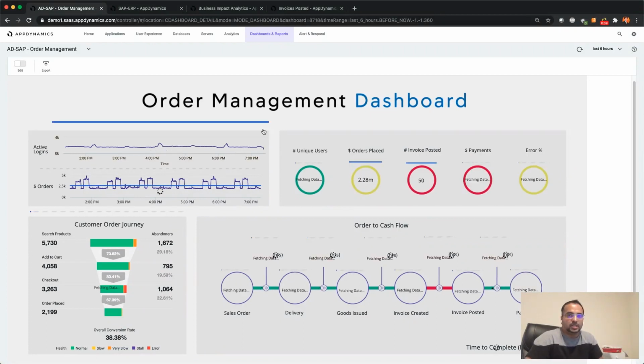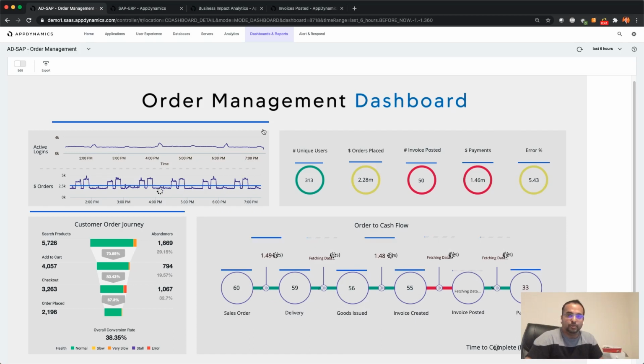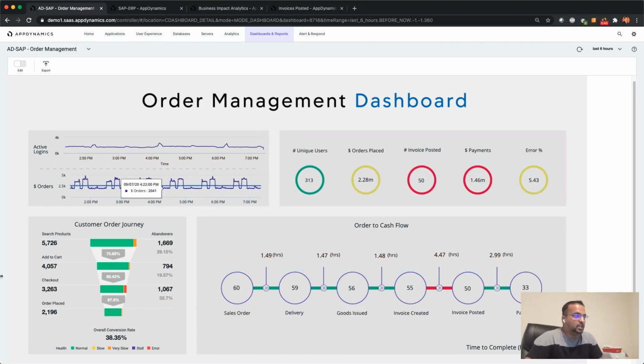In addition to these important KPIs, we also have two important journeys. One is the end user customer journey that you see here, and the next is the order fulfillment journey, in other words, the order to cash flow. This dashboard, though it might look simple, sits on top of a complex environment.